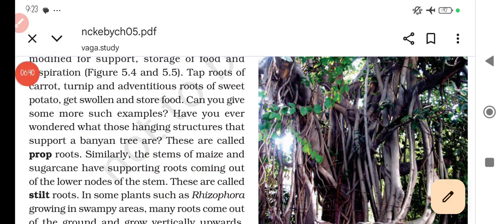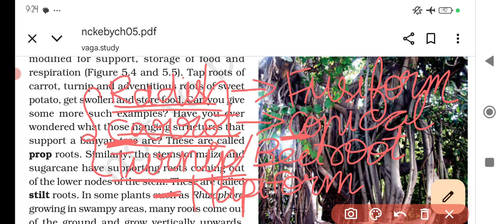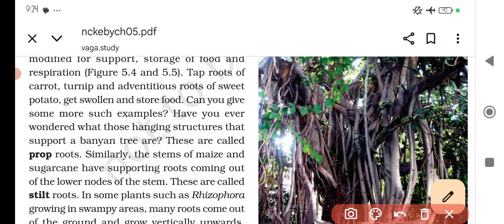We saw the taproot. Next is the fibrous root modifications. Under fibrous root modifications, again we have two plants. First is asparagus.